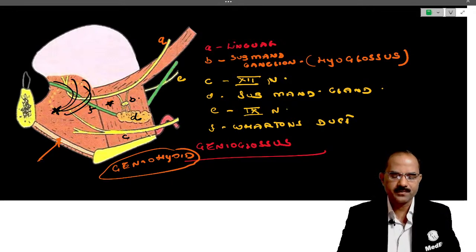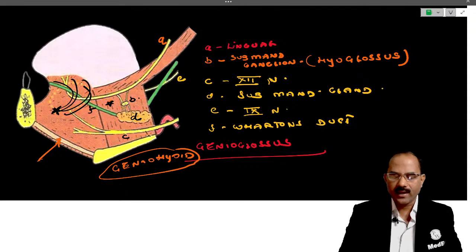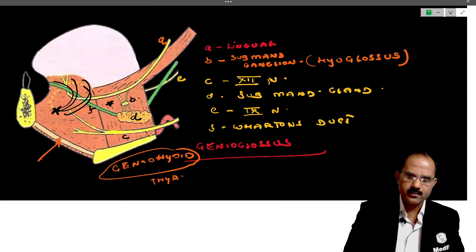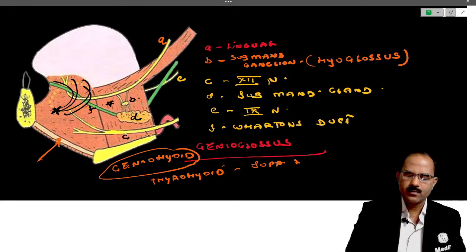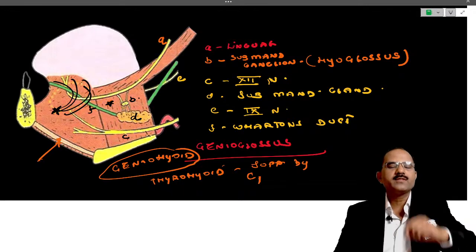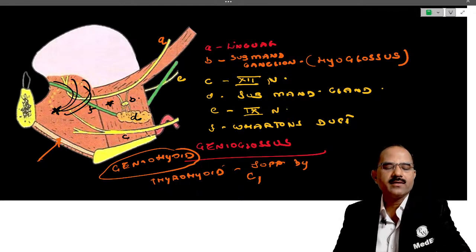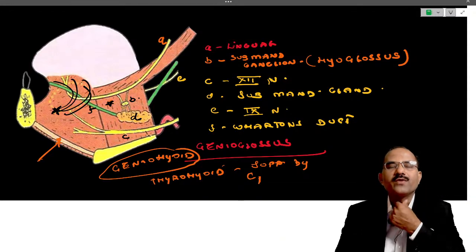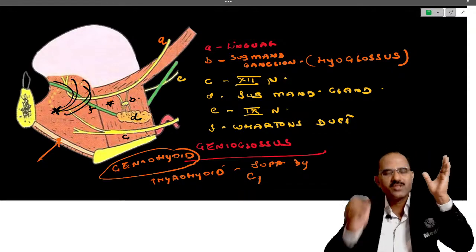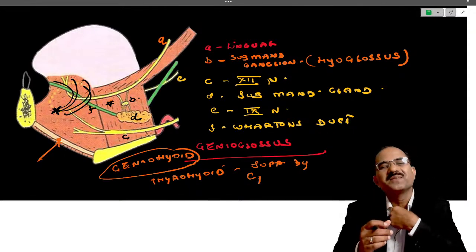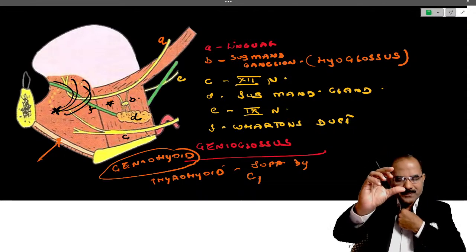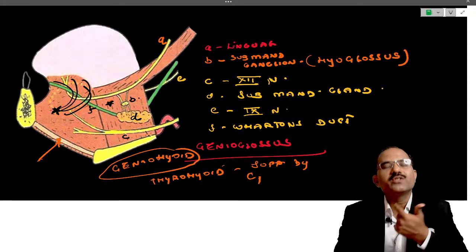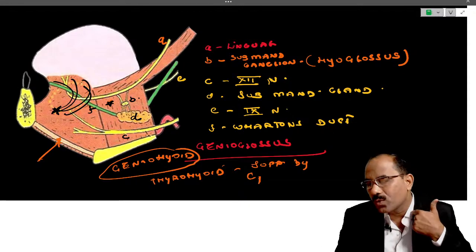Geniohyoid is supplied by what? Geniohyoid and thyrohyoid, for that matter, are supplied by C1. Just remember the fibers of C1. The fibers of C1 supply the geniohyoid and the thyrohyoid. Thyrohyoid is a strap muscle. Normally, the strap muscles are thyrohyoid, sternohyoid, sternothyroid, and omohyoid.